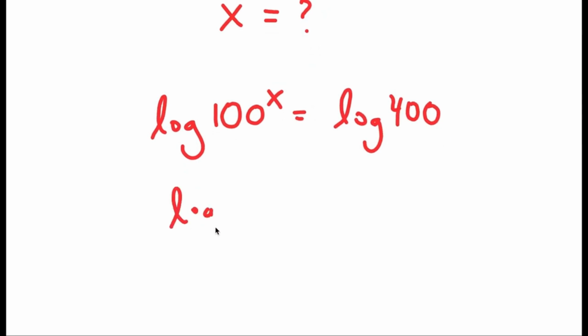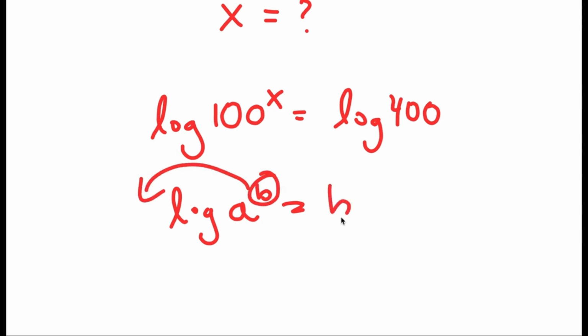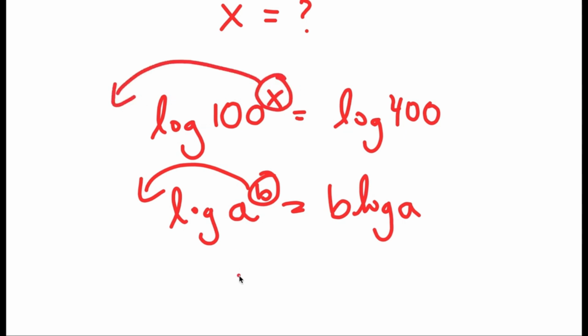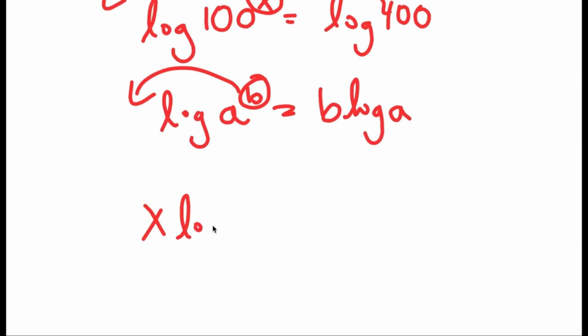And if I have something in the form log of a to the power of b, I can move this exponent of b to the front, so I get b times log a. In this case, I have log of 100 to the power of x. I can move x to the front, so I get x times log 100 is equal to log 400.